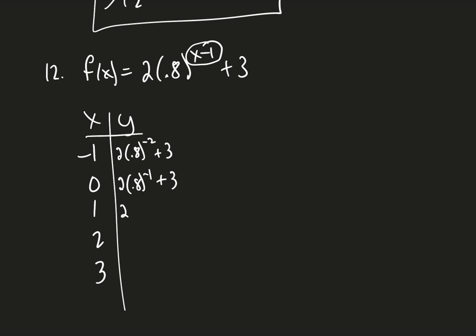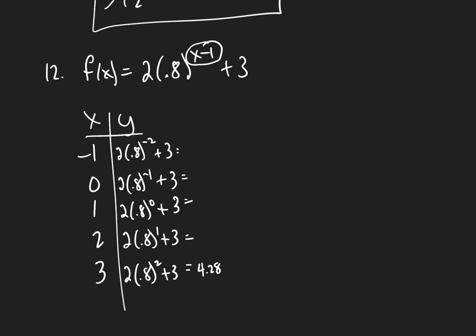We put in 1, we'll have 2 times 0.8 raised to the 0 power plus 3. We put in 2, we'll have 2 times 0.8 raised to the first plus 3. And finally, we put in 3, we'll have 2 times 0.8 squared plus 3. So we just need our calculators to punch those out. Again, I'll start on the easy side. 0.8 squared times 2 plus 3 gets me 4.28.